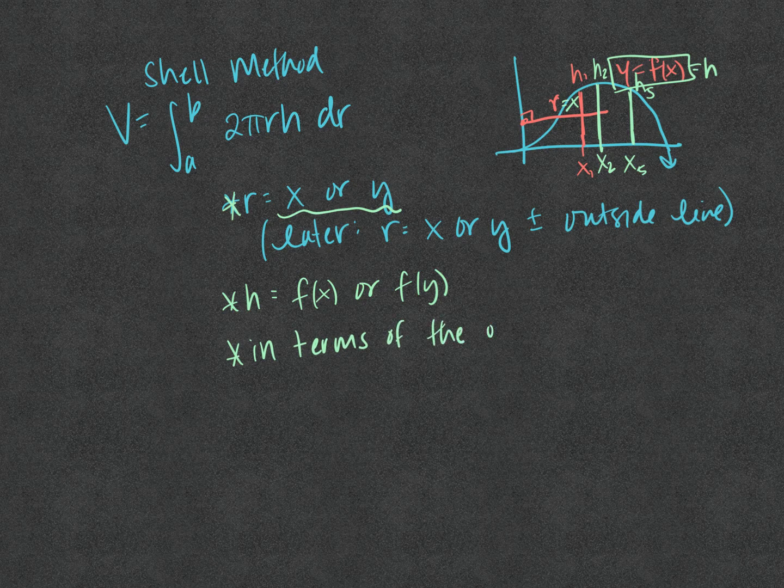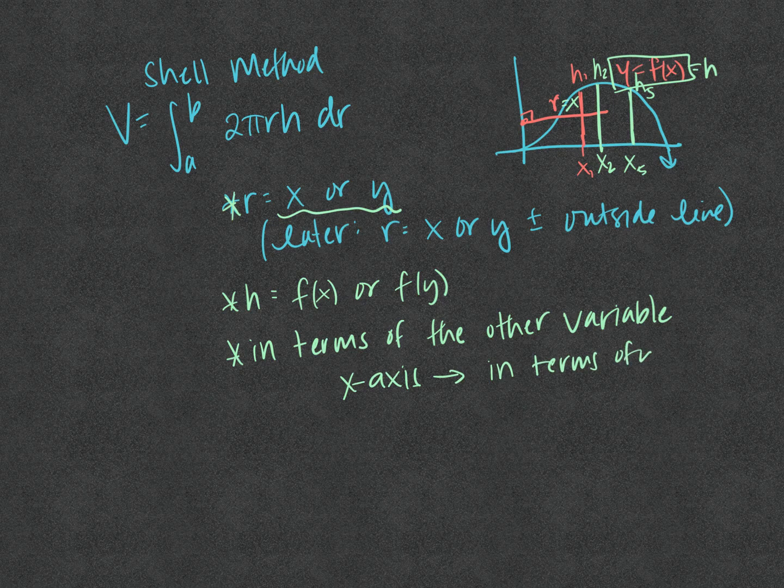So if we're going around the x-axis, we're going to be in terms of y. X-axis or parallel to the x-axis, we're going to be in terms of y. And if we're going around the y-axis or parallel to the y-axis, we're going to be in terms of x.